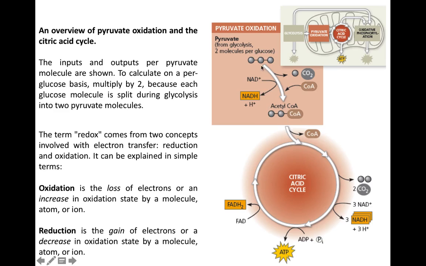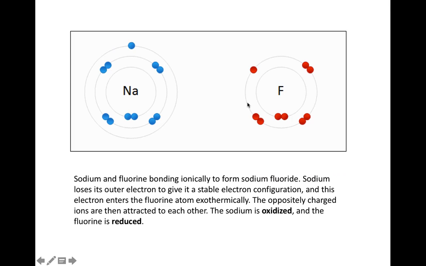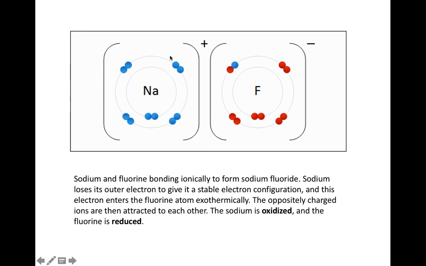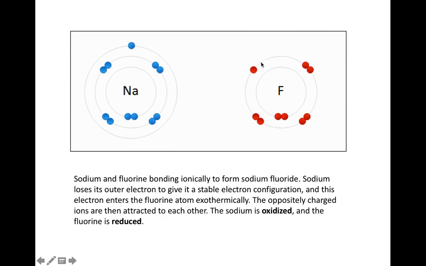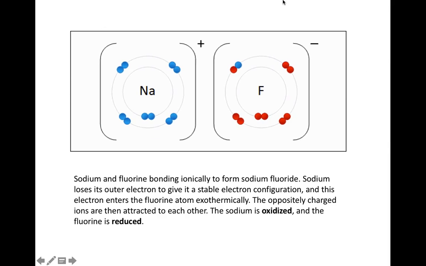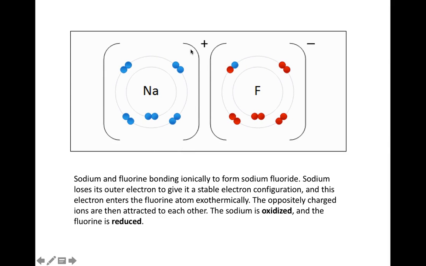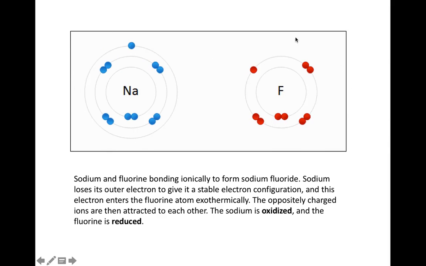So when one compound is oxidized, another compound needs to be reduced. That's what we studied in this example. When sodium is being oxidized, then fluorine is being reduced, because when it loses an electron, another atom has to accept this electron. So one loses an electron, and another one accepts this electron. So one is oxidized and the second one is reduced. So that's why these are known as redox reactions.